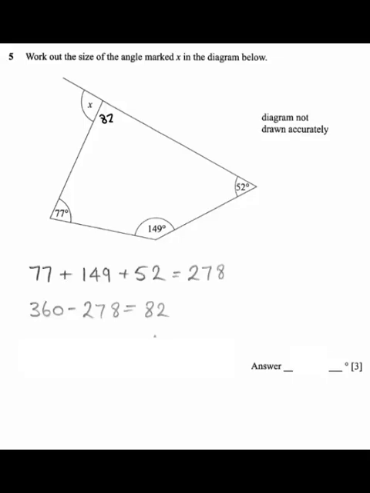So we can see the X is along a straight line, and there's two of those angles. So a straight line would be 180, take away 82, which is 98. And that's the final answer for that one.